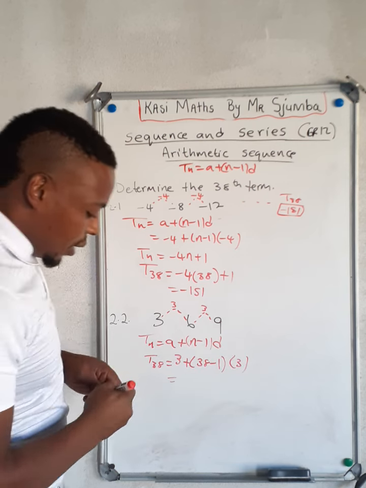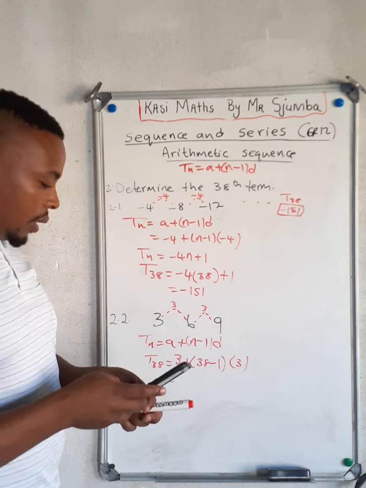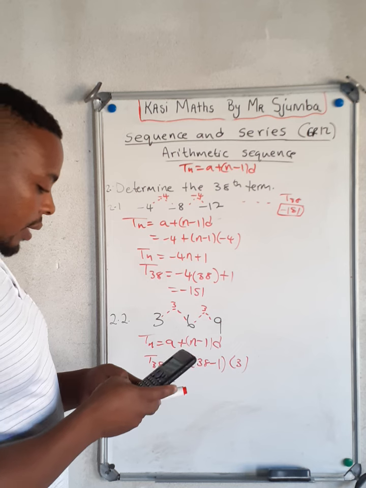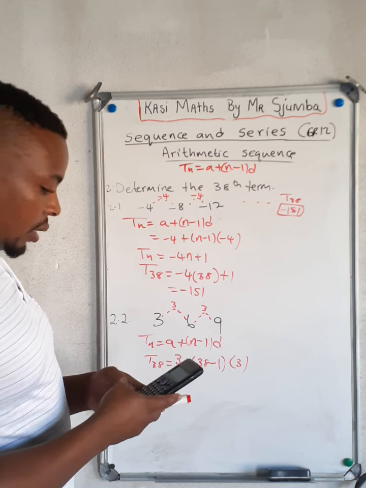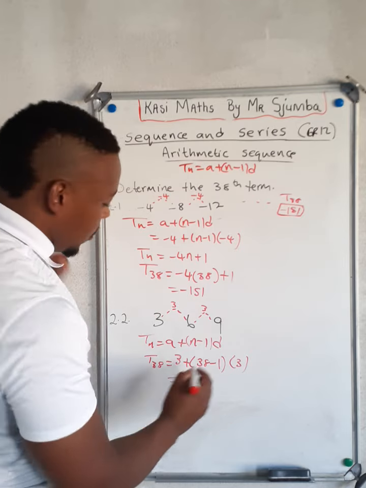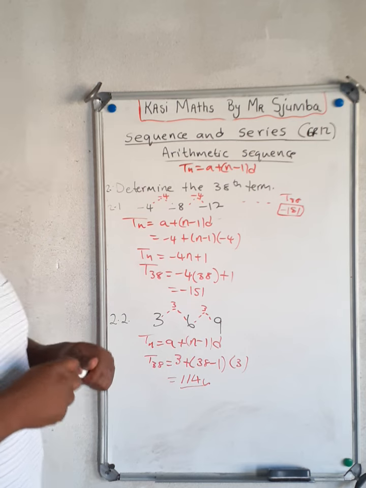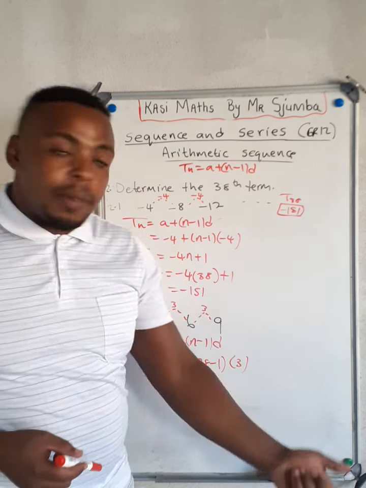So this is going to show the calculating, and then we get the answer here too. So it's 3 plus 37 multiplying over 3. So it's 114. So we should determine the 38th term.